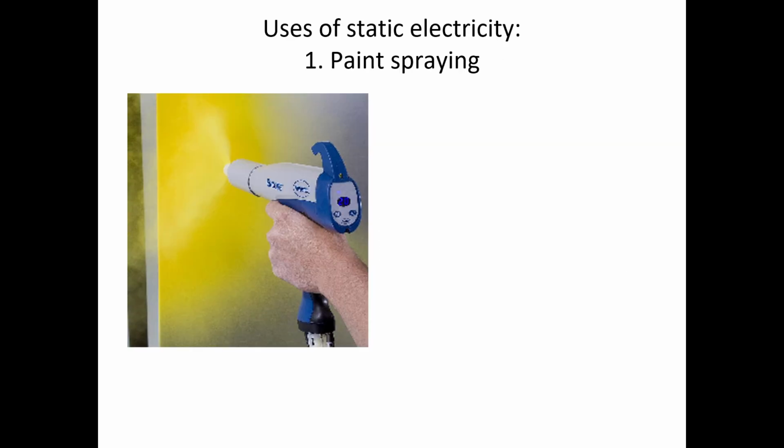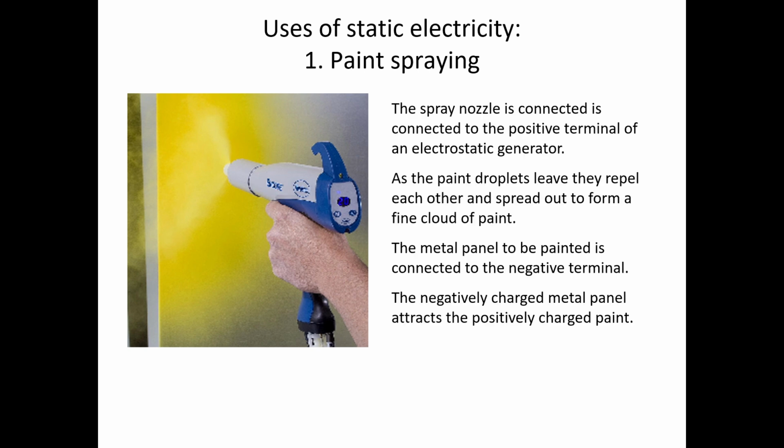Also, a typical example that comes up in some of the older past paper questions is paint spraying. So a spray nozzle there, you could be painting a bike or something like that. A spray nozzle is connected to the positive terminal of an electrostatic generator. As the paint droplets come out of the nozzle, they repel each other, so they spread out, which is good. Also, the thing you're painting, if it's metallic, if you connect that to a negative terminal, then hopefully most of the paint will be attracted to the panel or the bike or whatever it is you're painting. It will go around the back as well, so you'll do a good job.